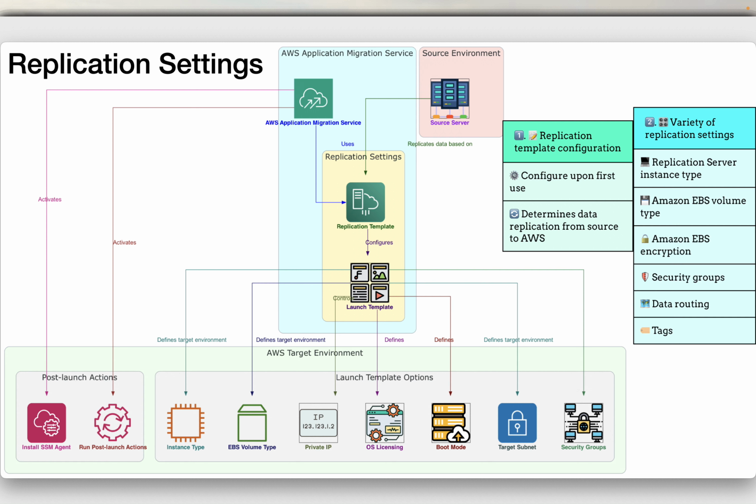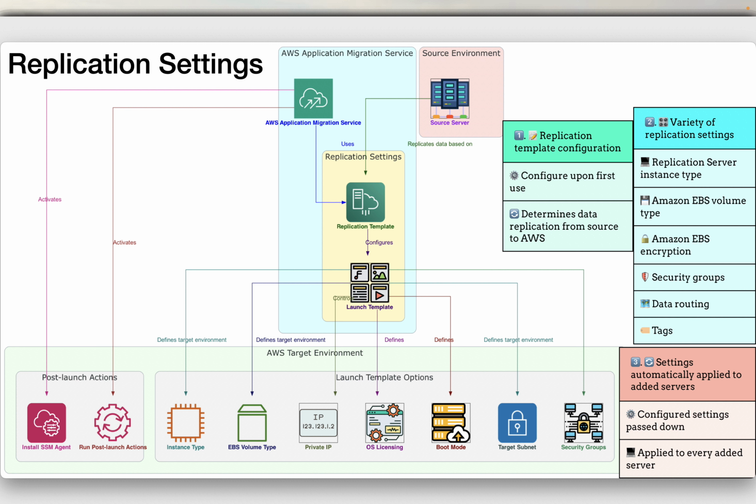The replication template includes settings such as replication server instance type, Amazon EBS volume type, Amazon EBS encryption, security groups, data routing, and tags. The settings configured in the replication template are automatically passed down to every server you add to your AWS Application Migration Service.